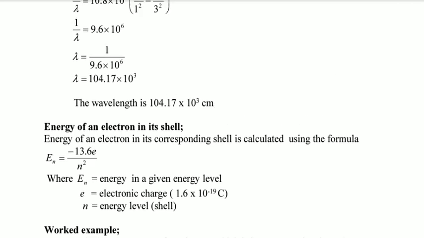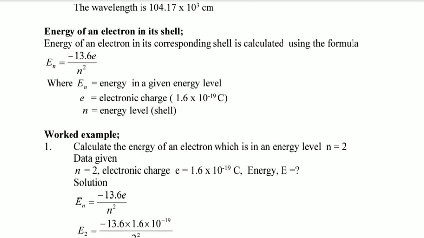But also, you can calculate the energy of an electron in its shell. It is represented as: energy of an electron is equal to negative 13.6 e divided by n squared. Now e is the electronic charge, which is 1.6 times 10 to the power negative 19 coulomb. And n is the energy level of an electron.